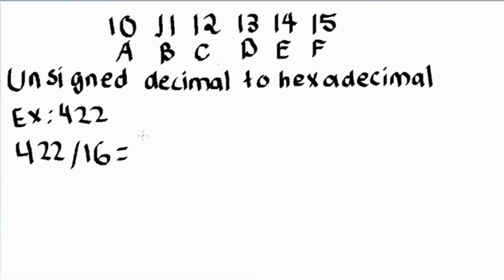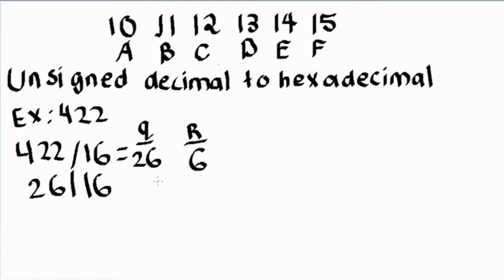Then you'll have to keep track of the quotient and the remainder. So 422 divided by 16, you'll get a quotient of 26 and a remainder of 6. So you take the quotient again and you divide that by 16. So you divide 26 by 16 and get a quotient of 1 and remainder of 10.